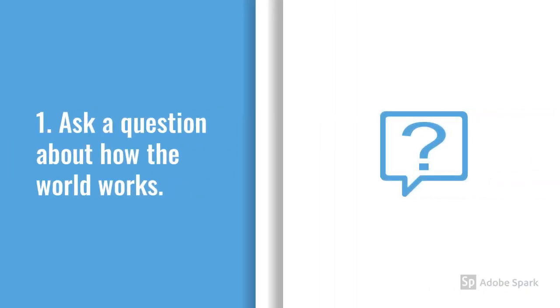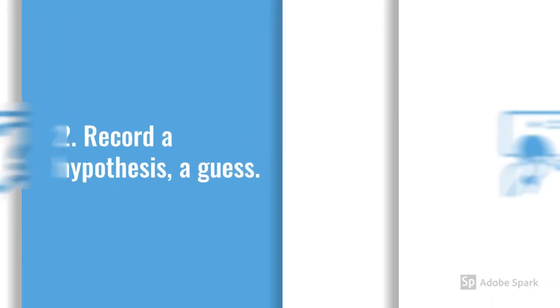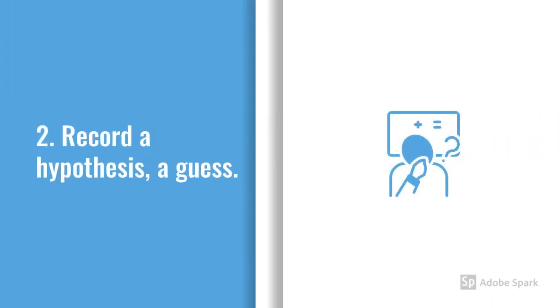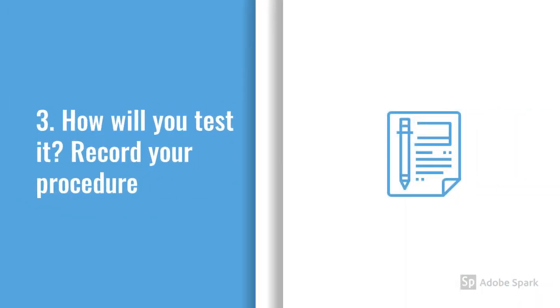We know to write like a scientist, first, we ask a question about how the world works. Did the author do that in this text? Second, to write like a scientist, we record a hypothesis or a guess. Did the author do that in this text? Third, to write like a scientist, we record our procedure. How will we test it? Uh-oh, I think the author forgot this part. We'll come to it later.